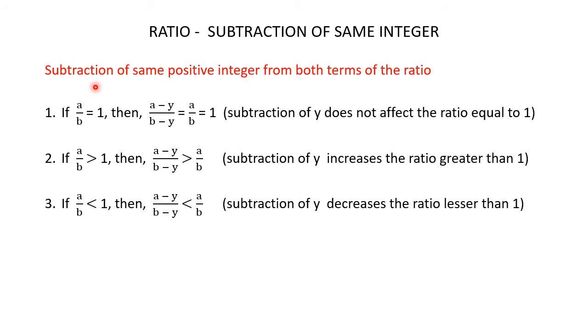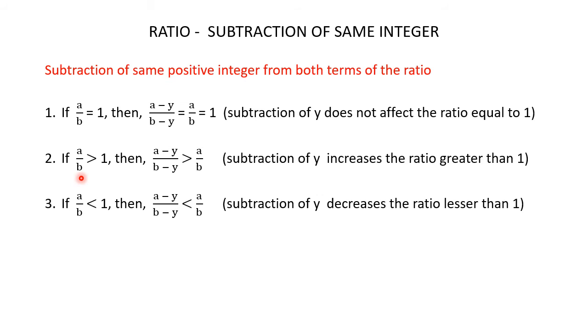Let's understand the effect of subtraction of the same positive integer from both the terms of the ratio. If A by B is equal to 1, then (A minus Y) divided by (B minus Y) will be the same as A by B, which is equal to 1. So subtraction of Y does not affect the ratio equal to 1.